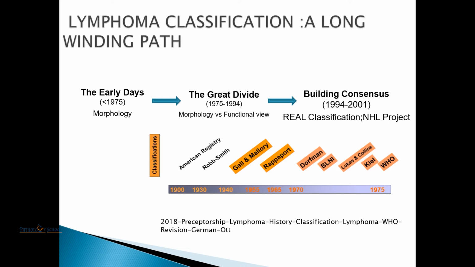Then in 1994, a group of pathologists sat down and came to a conclusion to make the real classification, that is revised European American lymphoid classification, as the standard classification. Eventually in 1997, it evolved into NHL project.